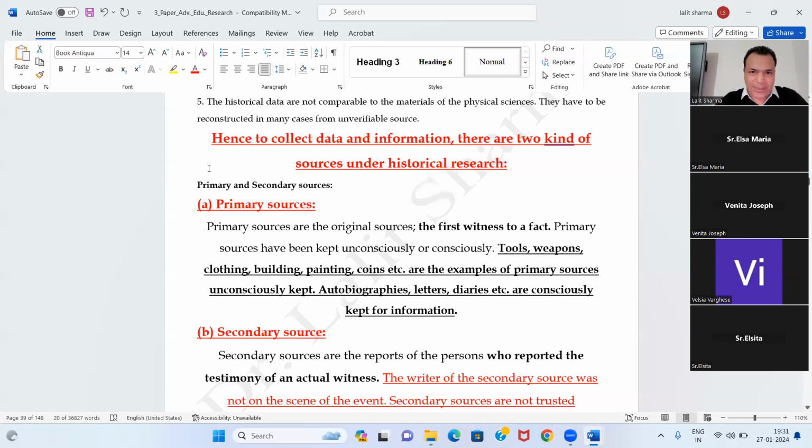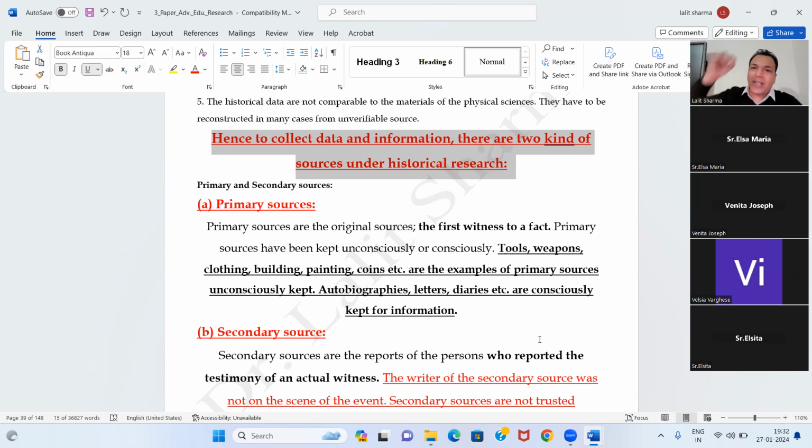Hence, to collect the data and information, there are two kinds of sources in historical research. It always happens in historical research, always remember. That's why the steps of the historical method are most important. So under the historical method, you collect the data from two sources. One is primary sources, second is secondary sources.